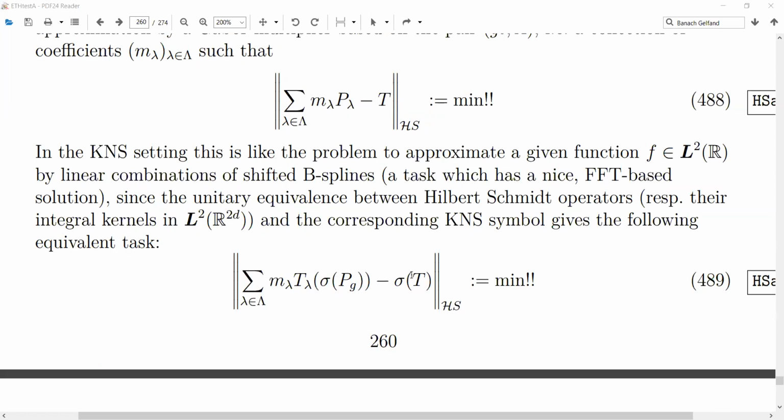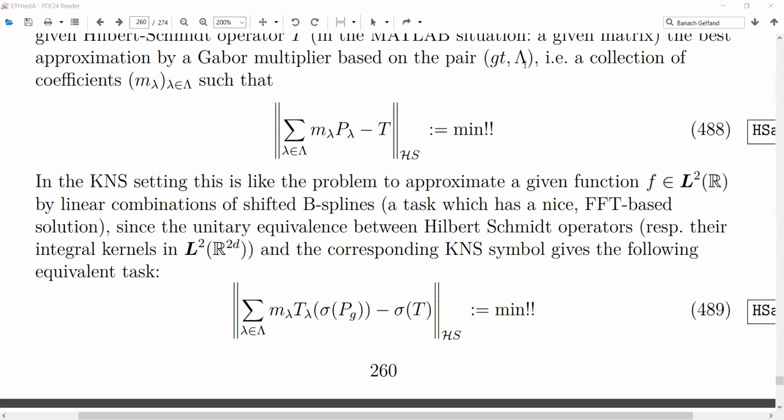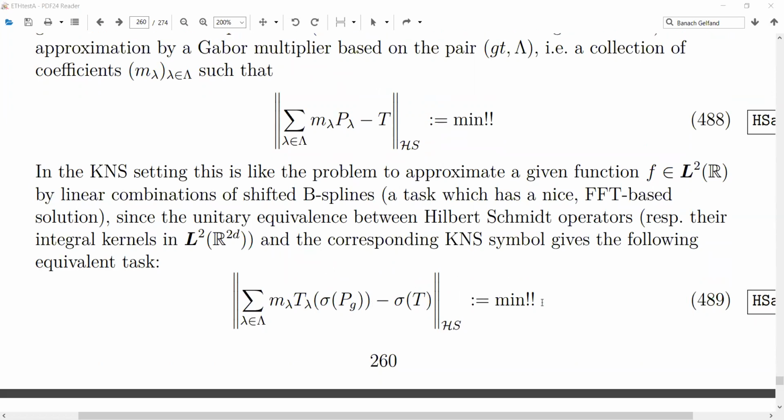So we have code that allows you, given the G, then the lambda, then we make our window G tight, and we do with this G tight actually, and by starting with the Kohn-Nirenberg symbol of the matrix, we can get this best approximation. And this is a deterministic thing.